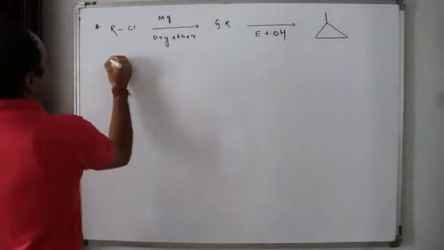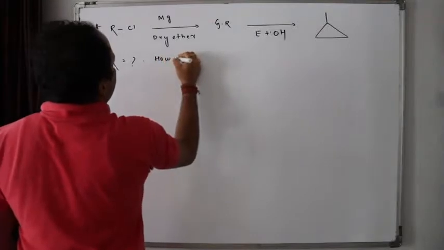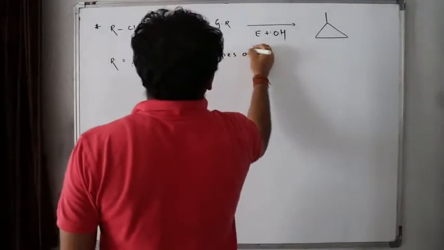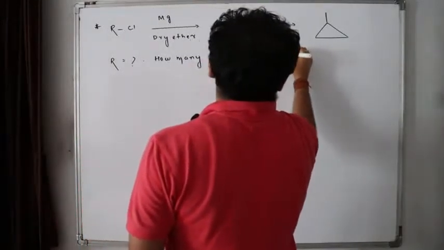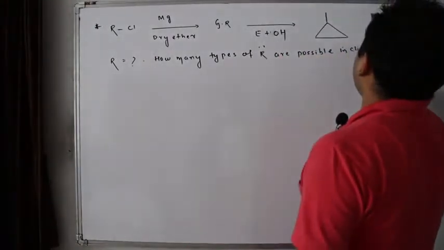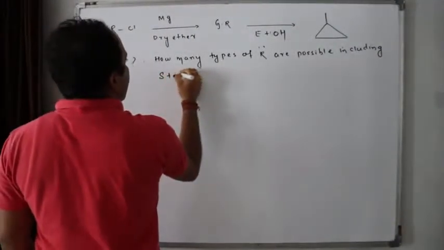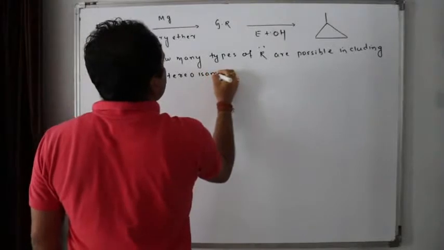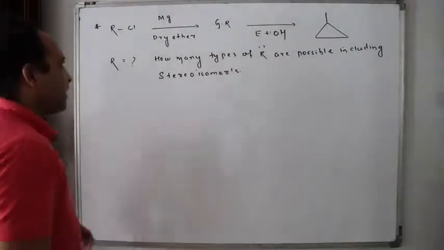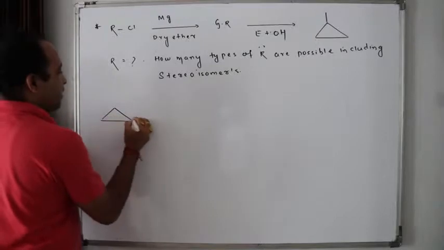Now the question is, what is R? Or I can say, how many types of R are possible, including stereoisomers, including stereo. Okay. Now the question is very simple. Now tell me, what are the possible varieties of R?